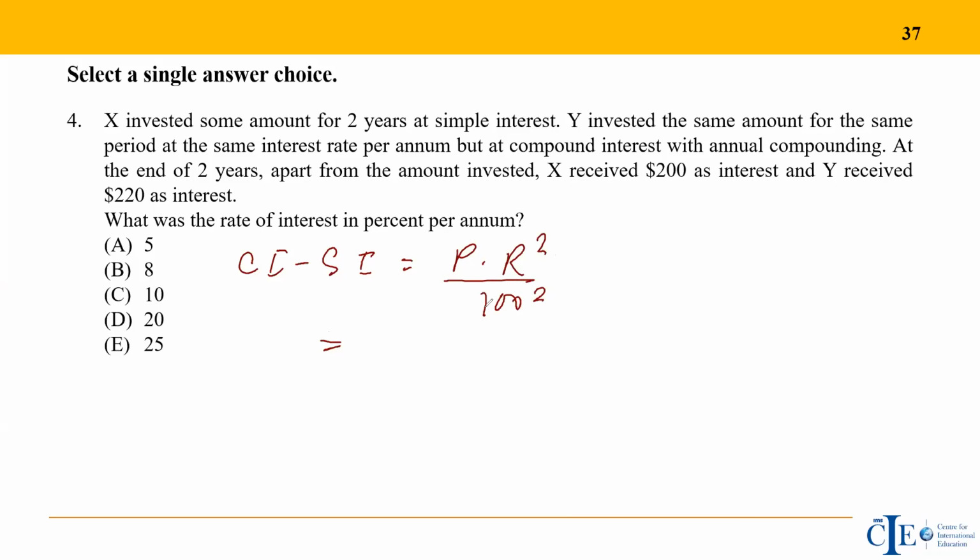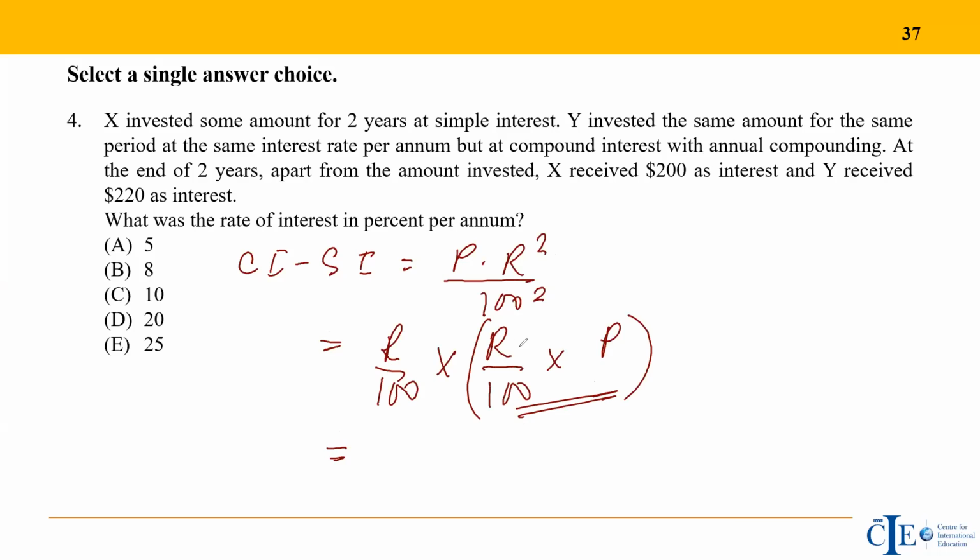Now let's try to rephrase this and look at a lot easier way to work. So R by 100 into R on 100 into P. This is what I can split out. If you see this portion, R by 100 into P is nothing but the R% of P. You're finding R% of P. Now R% of P actually is the first year's interest.